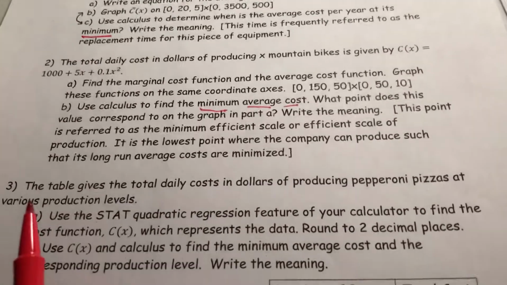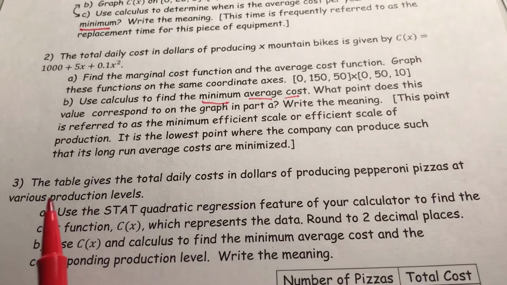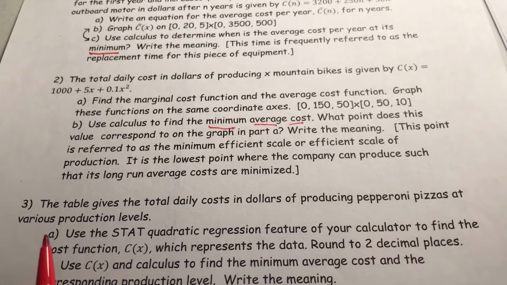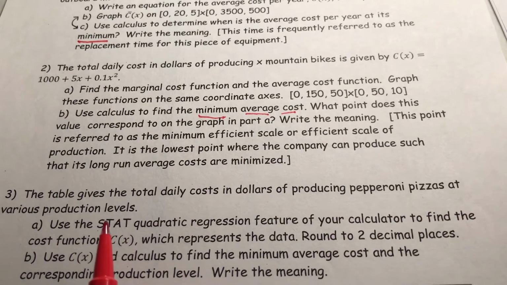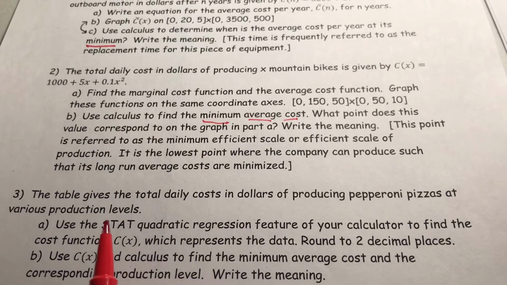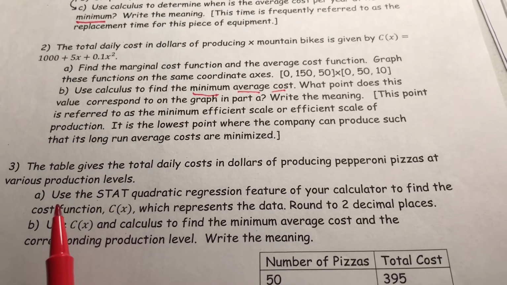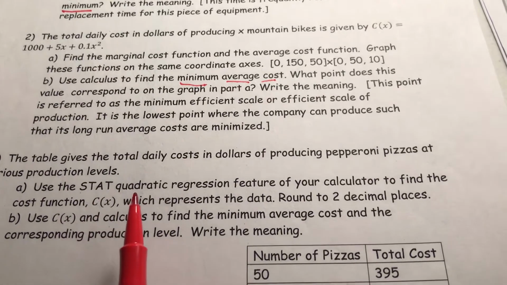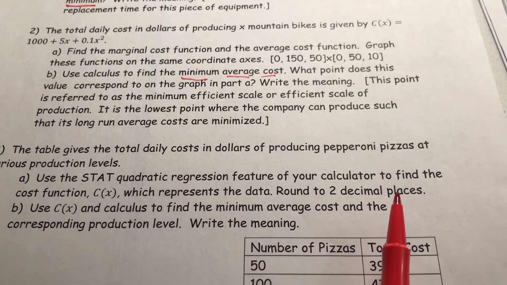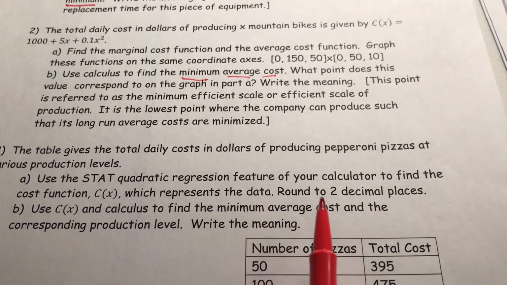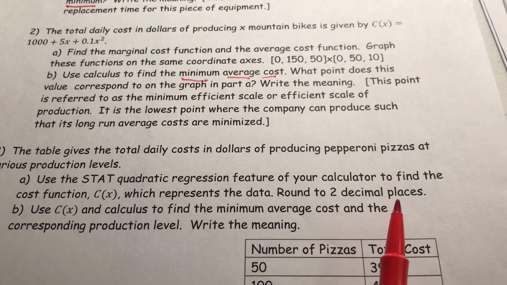Here we go. The table gives the total daily costs in dollars of producing pepperoni pizzas at various production levels. I hear that pepperoni pizza is the most popular pizza in the United States. We're supposed to use the stat quadratic regression feature of the calculator to find the cost function, which represents the data, round to 2 decimal places.